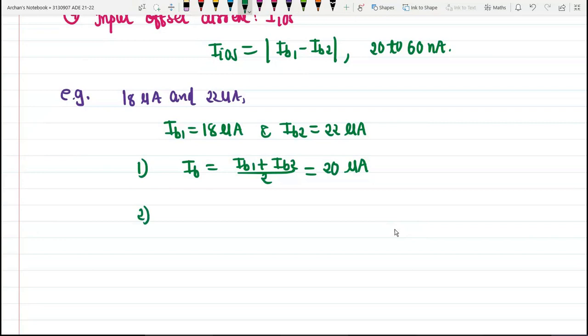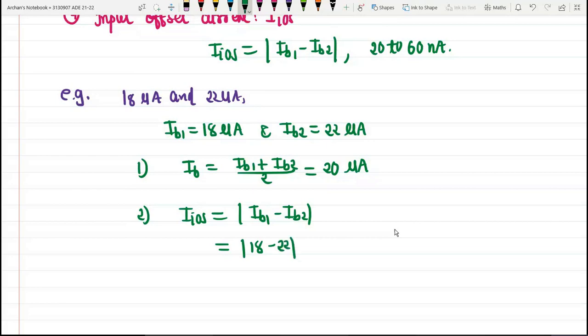Second, I want to find out the input offset current, denoted by IIOS. The input offset current is the difference between the base currents, IB1 minus IB2. IB1 is 18, IB2 is 22, and it is around 4 microampere. So this is how we calculate the input bias current and input offset current. These are some practical parameters of an operational amplifier.